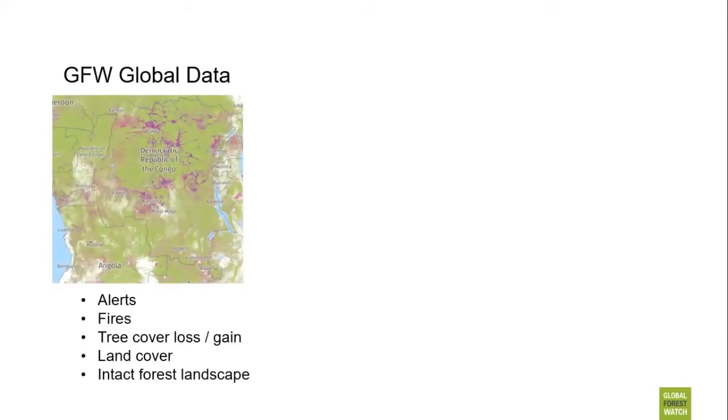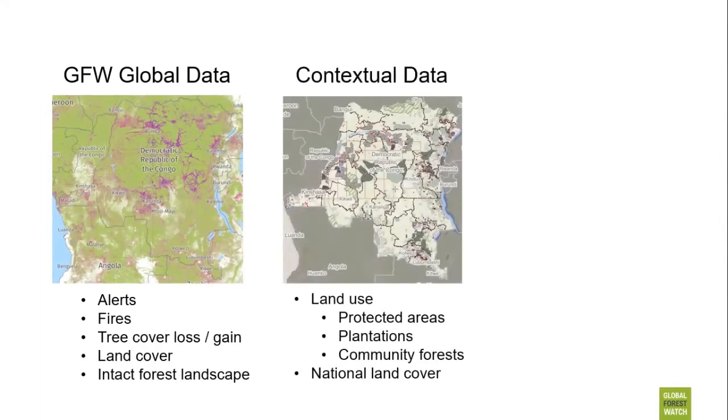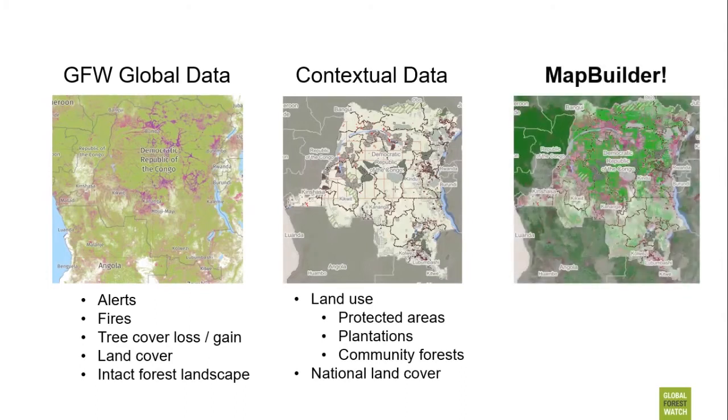The MapBuilder template allows users to visualize data that is on Global Forest Watch, such as alerts, fires, tree cover loss, land cover, and more, and combine it with their own contextual data sets. This could be anything from land use to community forests, to national land cover data sets, to biodiversity, and even urban and agricultural, whatever data you would like to visualize in your map. The result is a combined map that provides local context to the global data that you would find on Global Forest Watch.